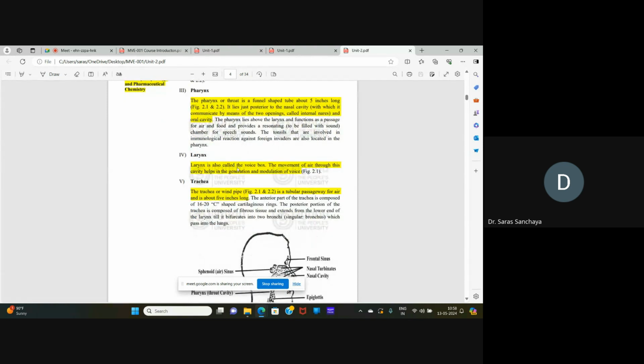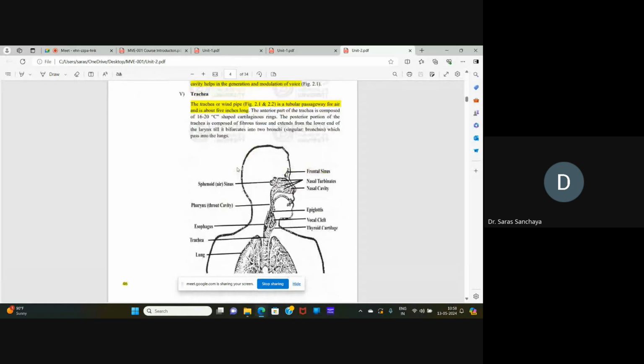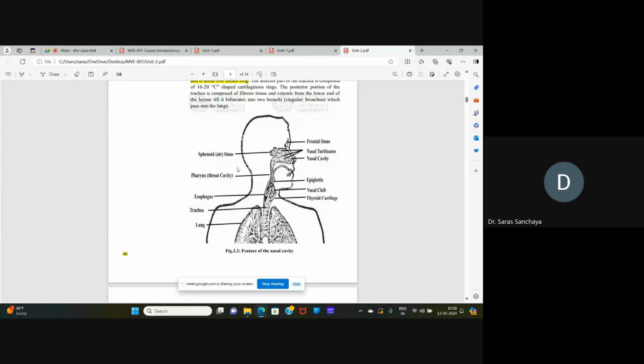Trachea. The trachea or windpipe is a tubular passageway for air and is about 5 inches long. So this is the respiratory system, starting from the nasal cavity, pharynx, epiglottis to the larynx and trachea, and through to the lungs.